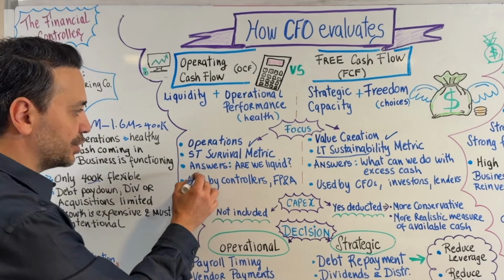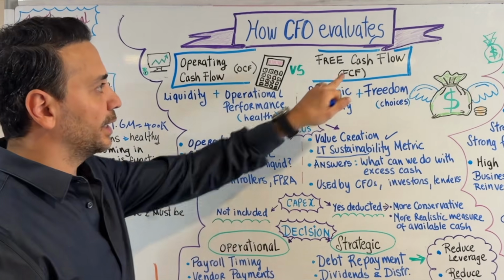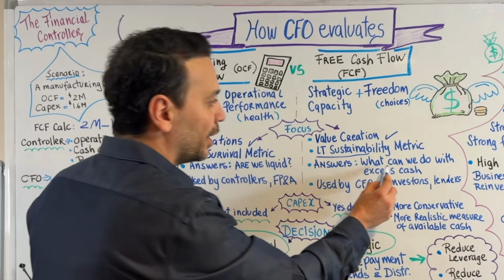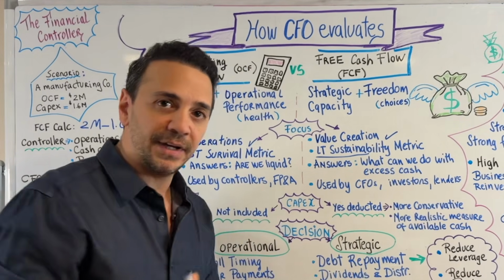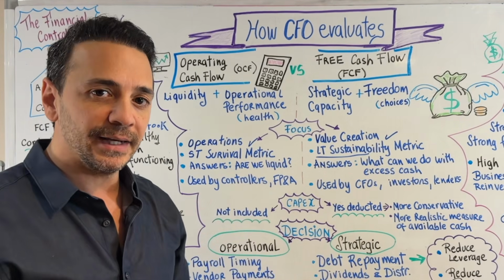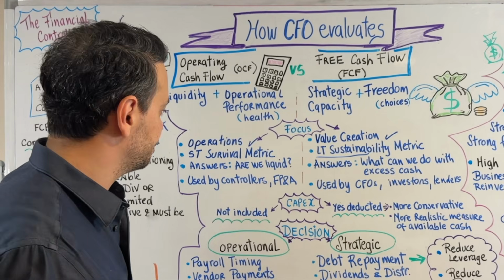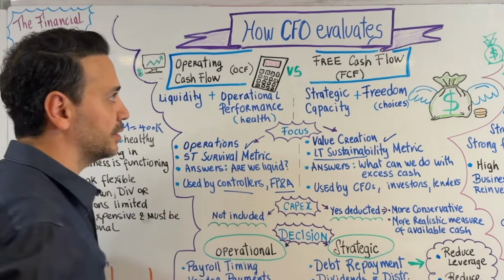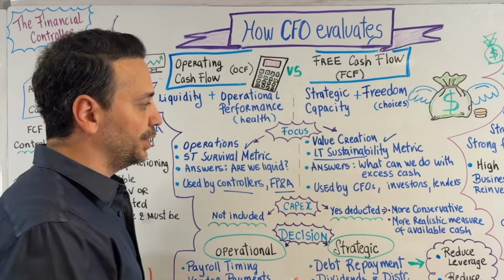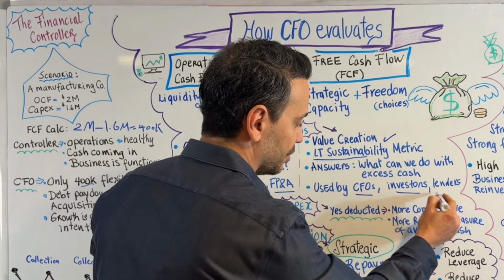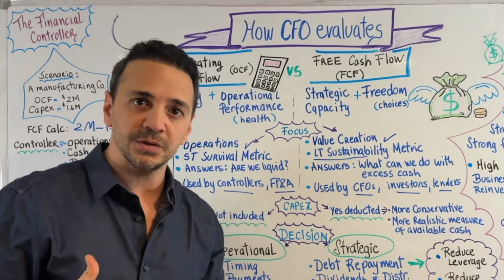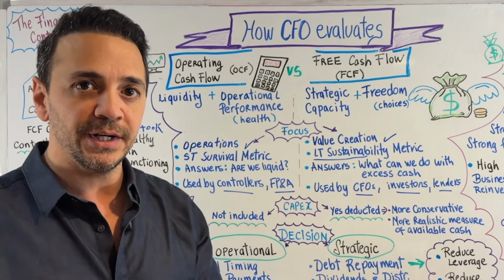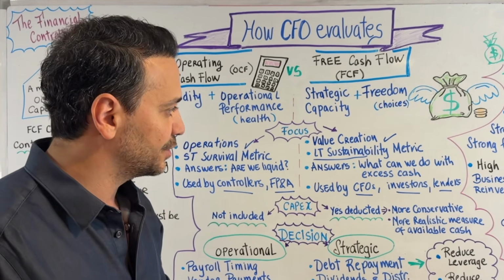OCF answers the question, are we liquid? While FCF answers the question, what can we do with excess cash? We have excess cash. How can we allocate that to better serve the business? Therefore, OCF is often used by controllers and FP&A professionals, while free cash flow is often used by CFOs, investors, lenders, board members, because it has a strategic nature of trying to figure out how to allocate this free cash flow for future growth.